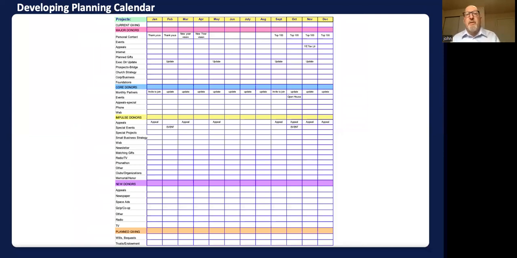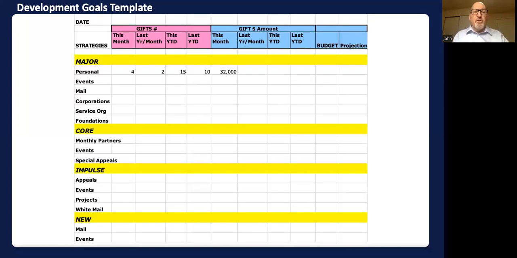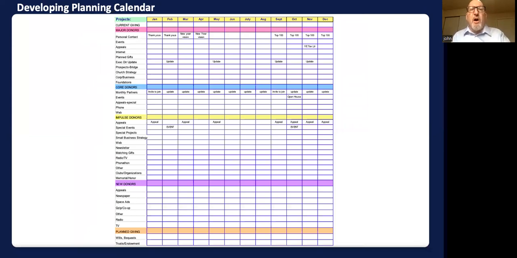All right, now this again, down the left column, I'm going to go back a slide, should be the same as the left column on this report. Okay, it isn't, but just pretend it is. So here are all your strategies down the left side. And then you have your calendar in the front. This is not a goals projection. This is a when do we do what calendar.